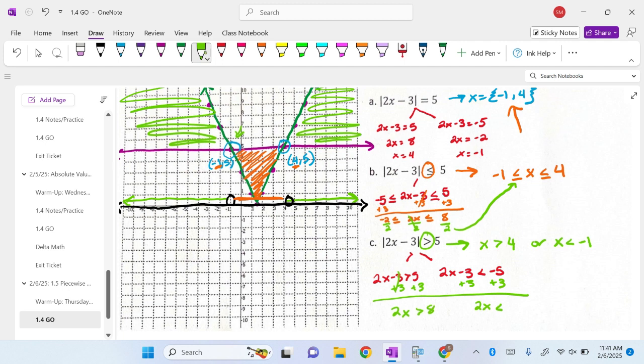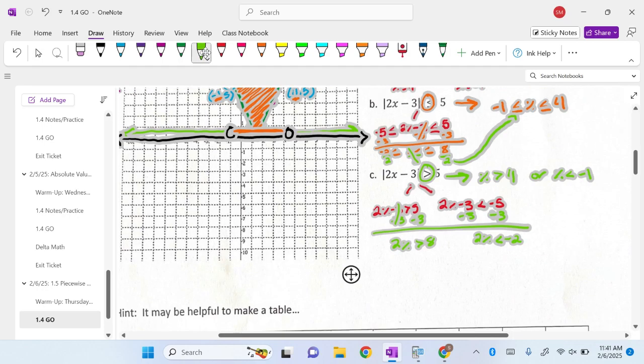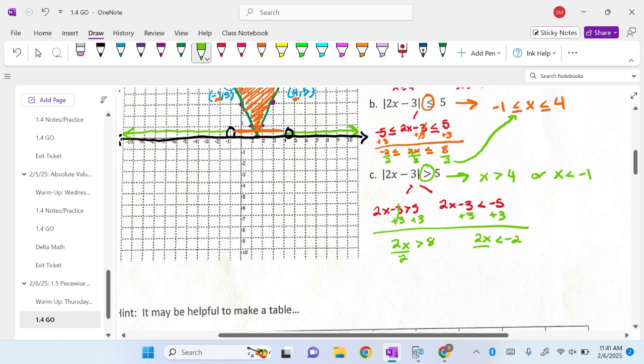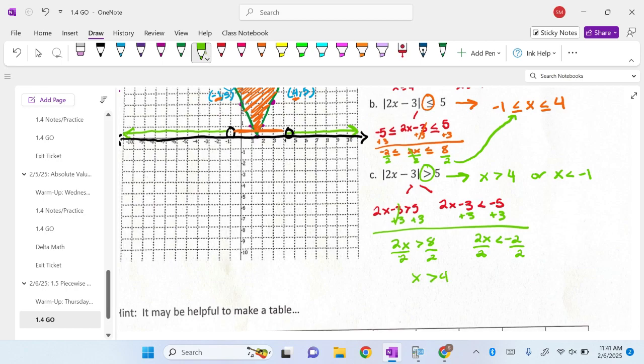2x is less than -2. Divide both sides by 2. x has to be greater than 4, and x has to be less than -1. So again, it's the exact same thing as what we originally got from the graph.